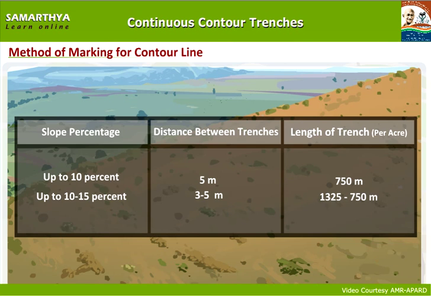Percentage of slope up to 10%: distance between trenches 5 meters, length of trench per acre 750 meters. Percentage of slope 10 to 15%: distance between trenches 3 to 5 meters, length of trench per acre 1325 to 750 meters.